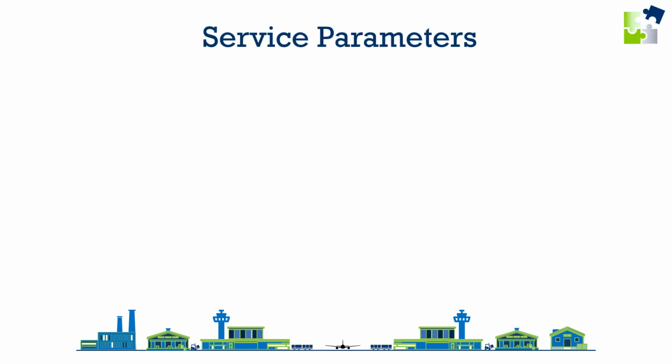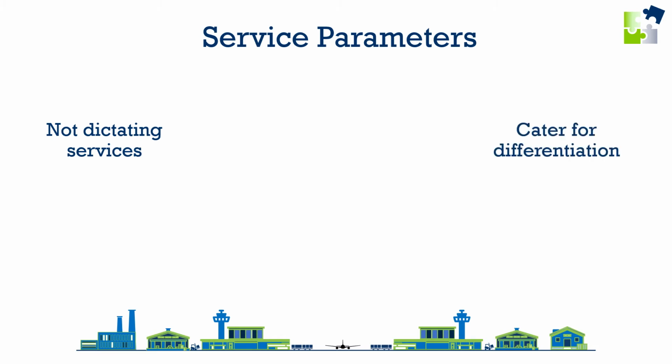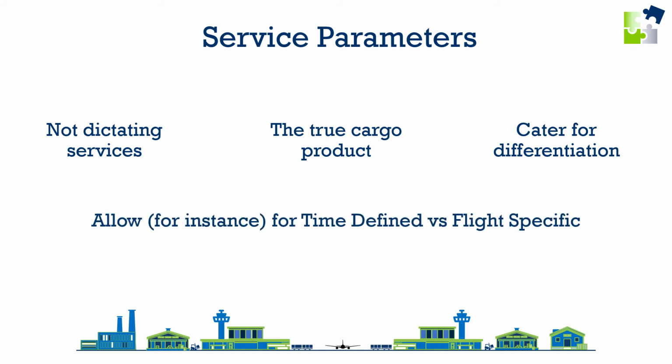The new planning logic closely links to the service parameters project. Traditionally, Cargo IQ planning only caters for flight-specific solutions. However, we don't want to restrict our members to plan only for one specific service. We want to cater for differentiations. And we want to plan, control, and evaluate as close as possible to the true cargo products that our members offer, allowing, for instance, for time-defined services.